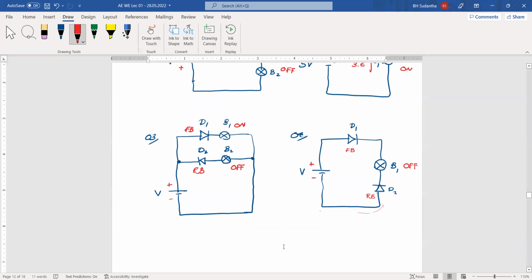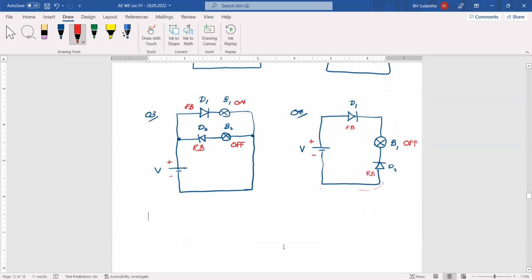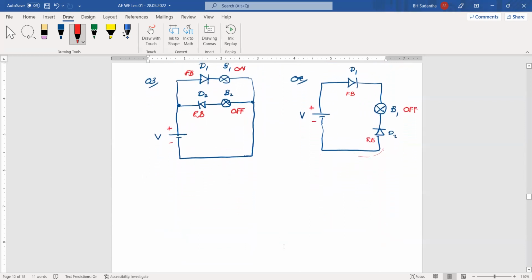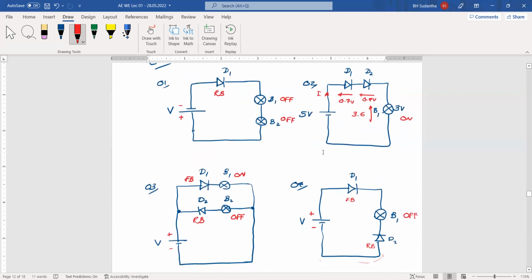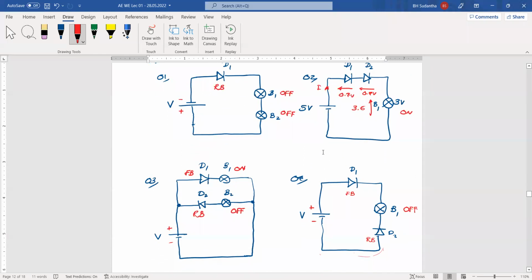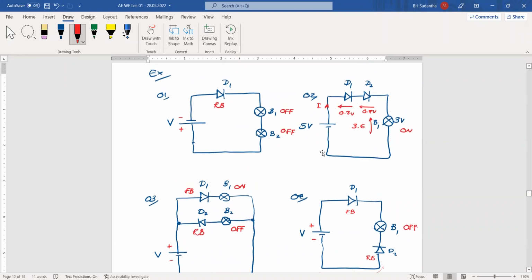Is it okay? Sarika, which one are you referring to? Is there any possibility of a little high voltage connected? Which one? 1, 2, 3, 4. Second one. Yes.